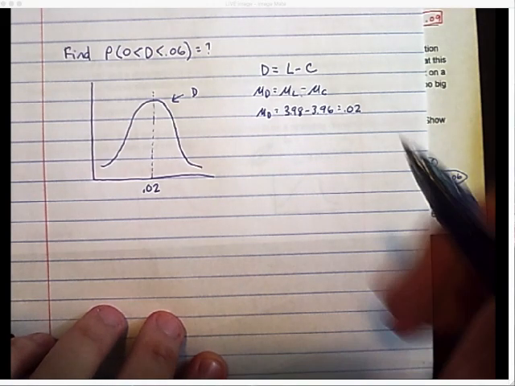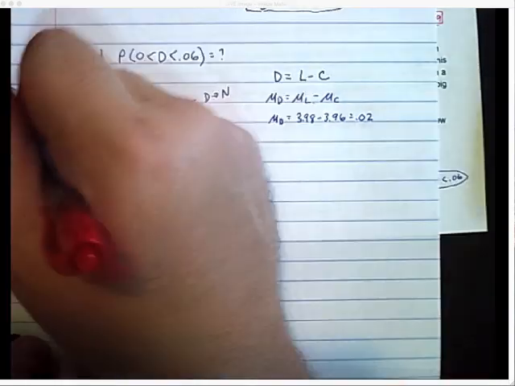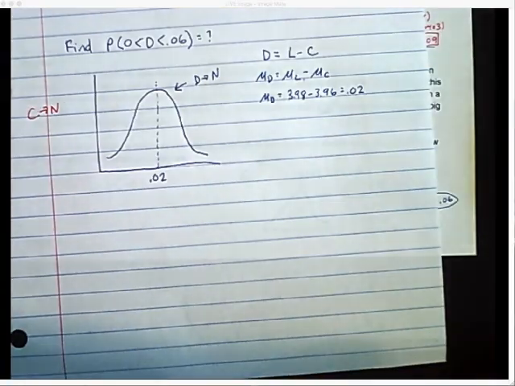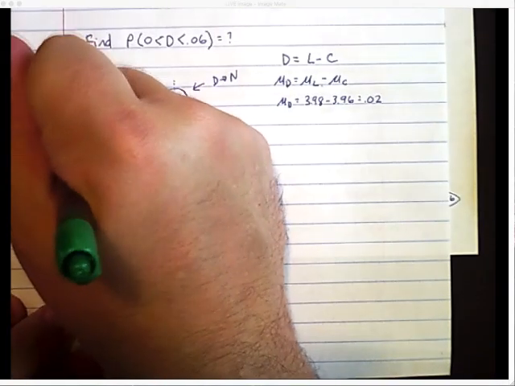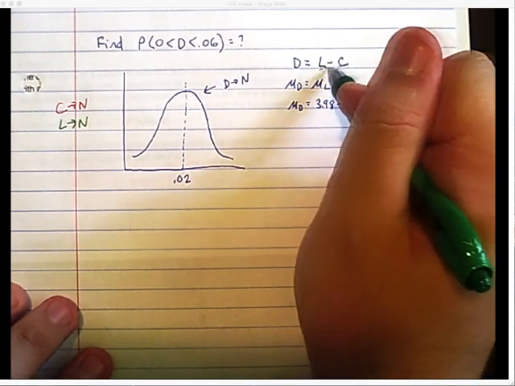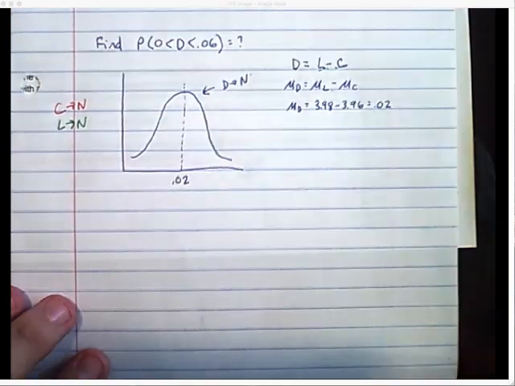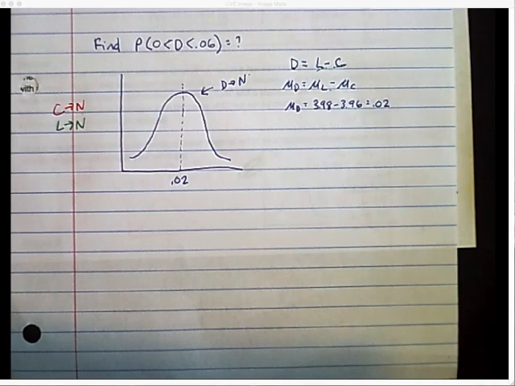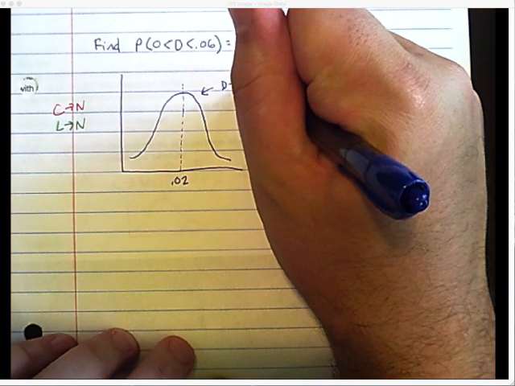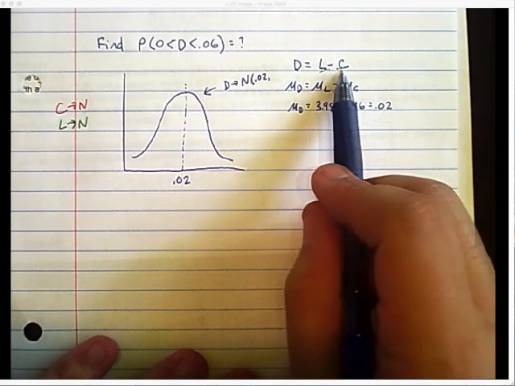All right. And by the way, how do I know that D will be normal? Well, the cup sizes were normal and the lid sizes were normally distributed. So when we combine these two variables, since both of these are normal, D also has to be normal. So D is automatically normal, because these two were normal. Okay. So we found where the center of the difference distribution was. All right, that's 0.02.